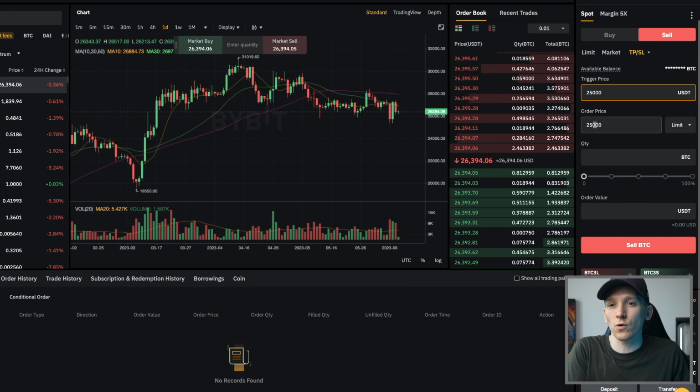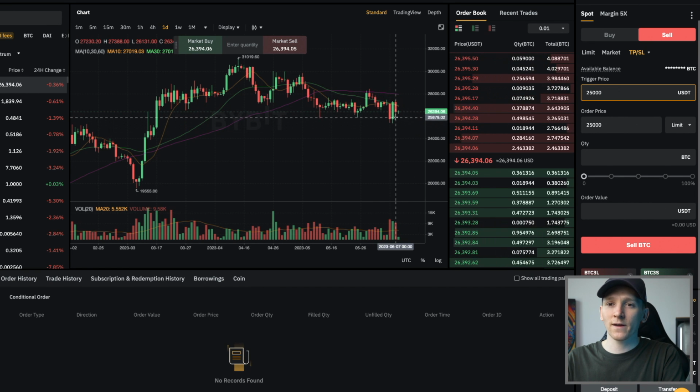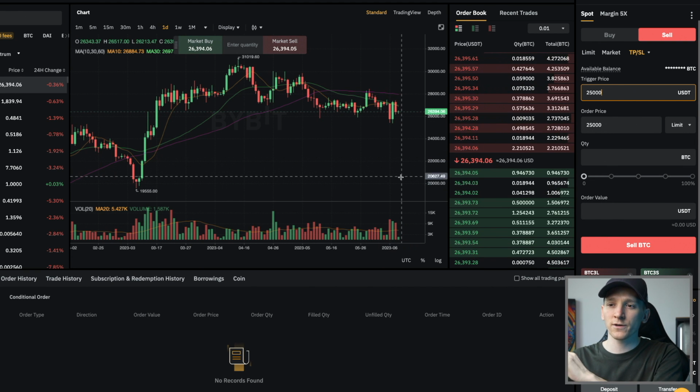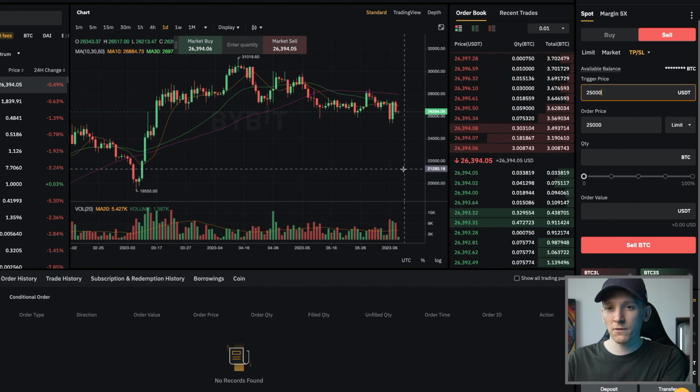That's known as a trigger order because we won't be selling straight away. It only sells when you get down here. That's why it's known as a stop loss, because it will only start to trade at that level. So different than a limit order.